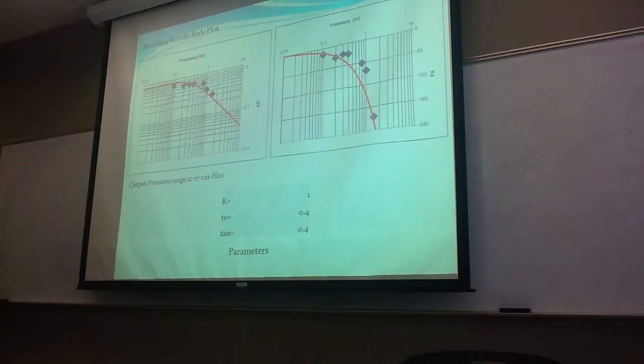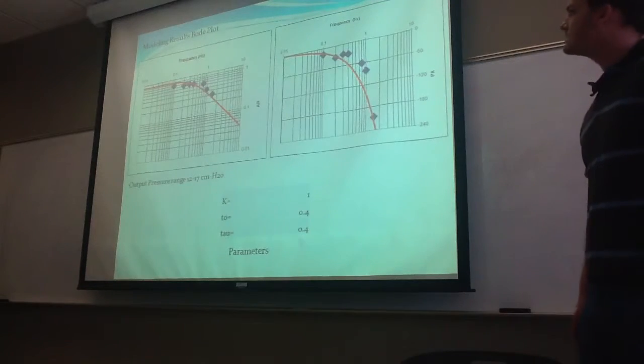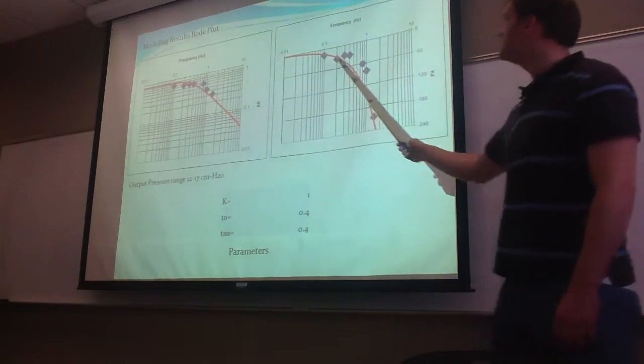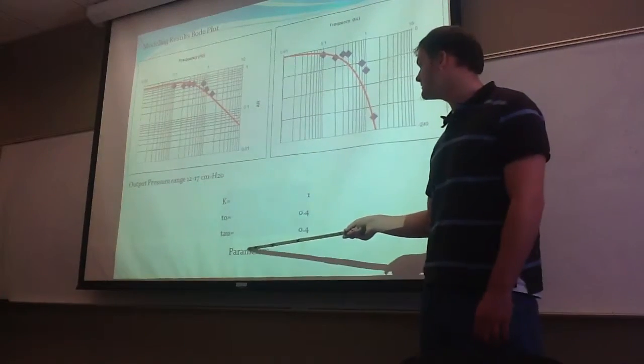These are the modeling results for the Bode plot between the pressure ranges of 12 and 17. This red line was fit to match the data points by these parameters.